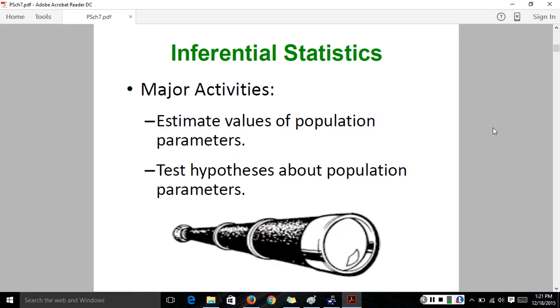In inferential statistics, there are two major activities. One is to estimate values of population parameters, and the other is to test hypotheses about population parameters. And in this particular chapter, we'll talk about estimating values of population parameters. In particular, we want to be able to estimate the population proportion and the population mean.